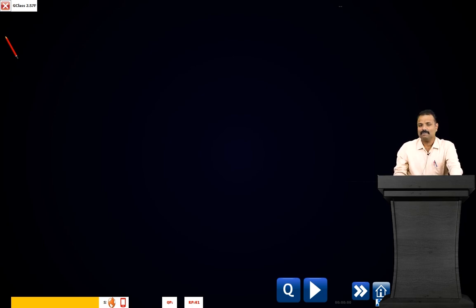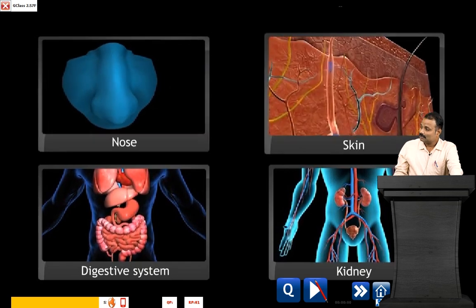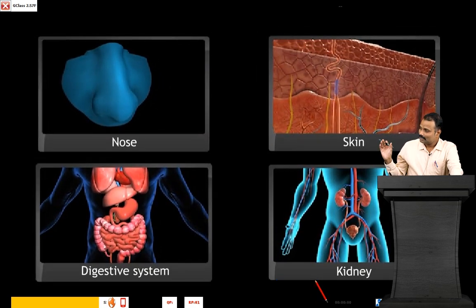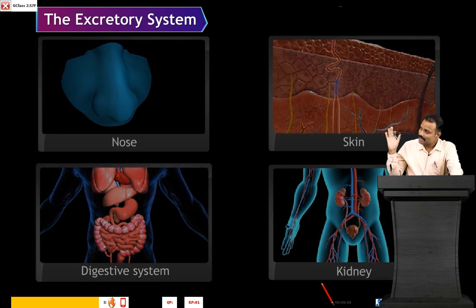In today's class, we will be learning about the waste management system that is present in our body. Right now, you are able to look at nose, skin, digestive system and kidney. Are they truly related to the waste management system? Of course, yes. And there is a name for this particular system, that is the excretory system.